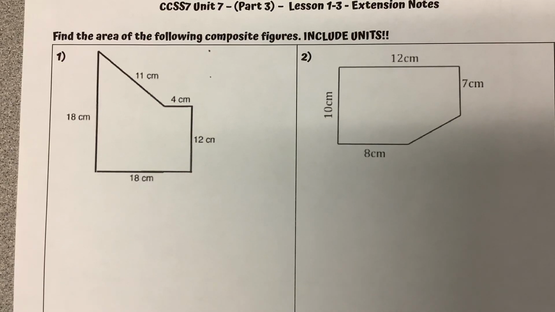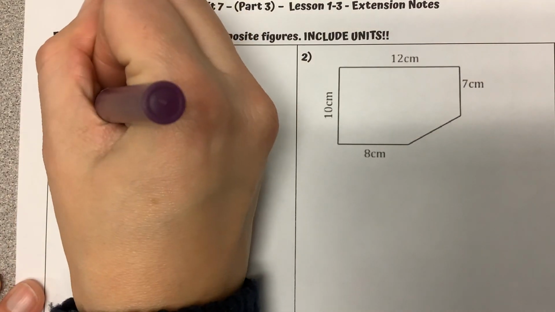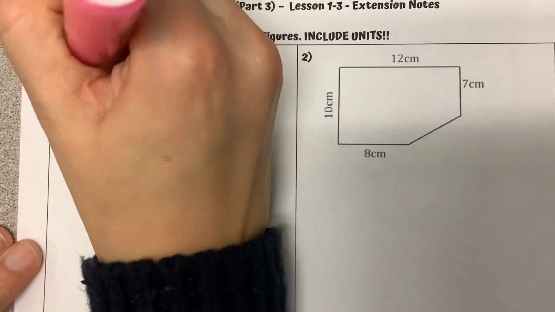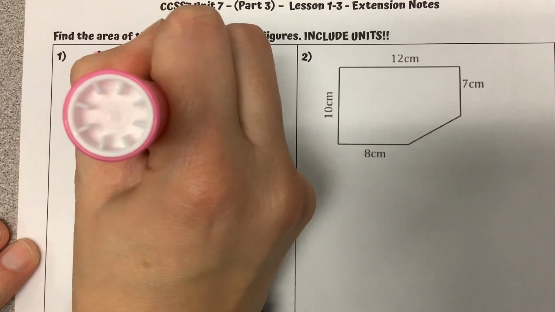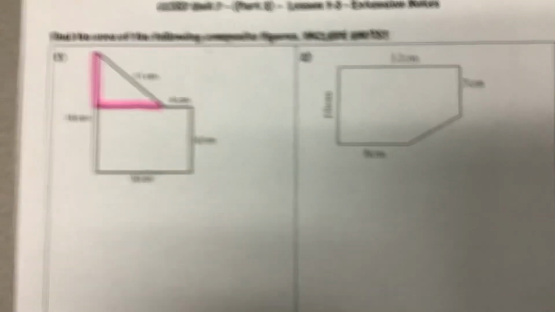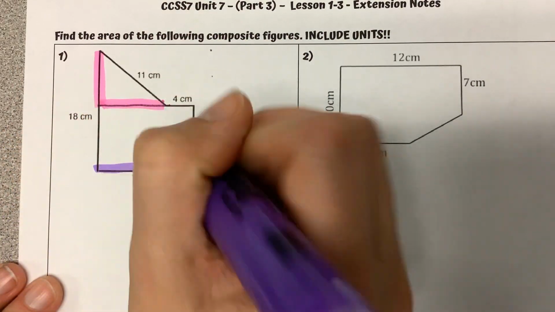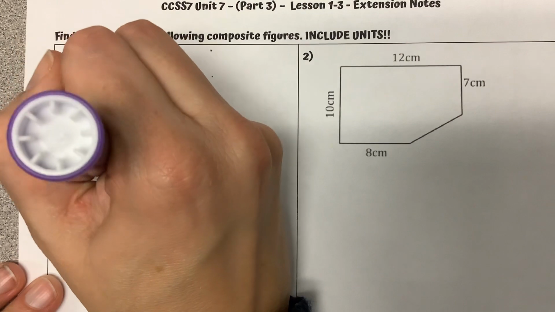For this extension, we are going to look at the area of composite shapes, okay? So, as we are looking at these problems, we need to break it down into shapes we can find the area of, like rectangles, parallelograms, trapezoids, triangles. So looking at this first one, to me, I see I can split this right here, which means I need to find the base and height of that triangle and the base and height of the rectangle.